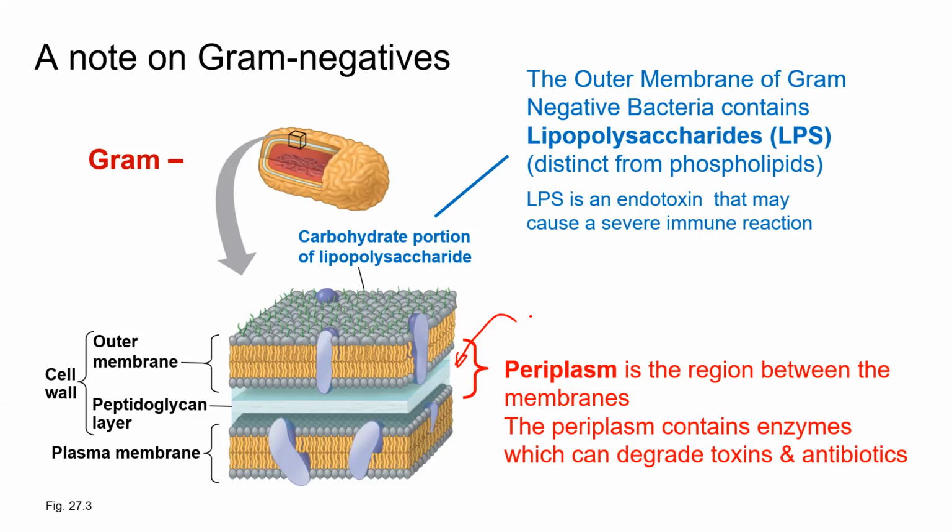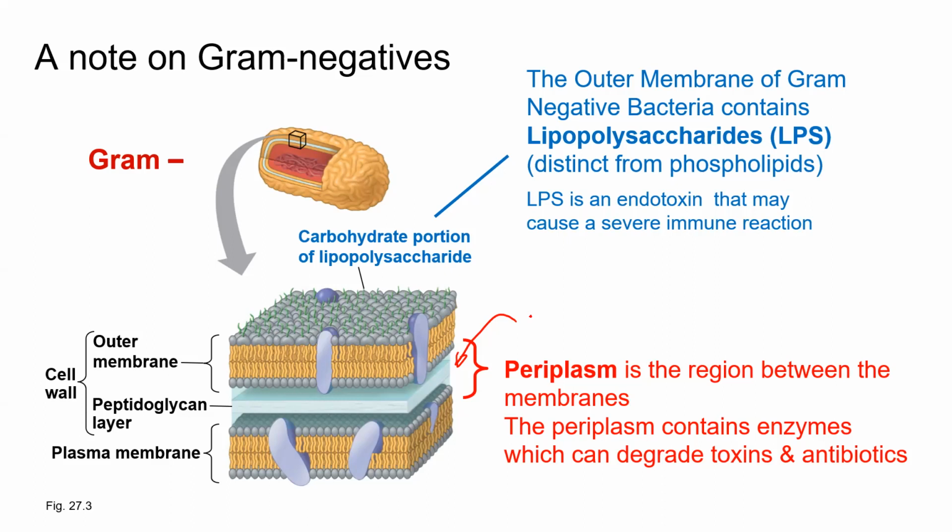The other thing to point out, and I'm not going to get into any detail in this class, but if you take any medical classes, is that the outer membrane actually has a unique lipid in there. It's called LPS, which stands for lipopolysaccharide. This is something unique to bacteria, and it turns out it's an endotoxin.